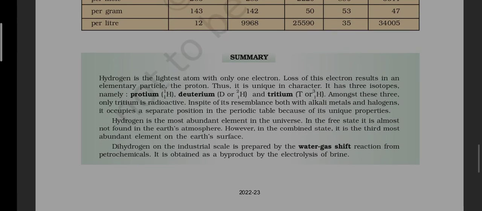So this is all about the chapter Hydrogen of class 11 from the NCERT book.